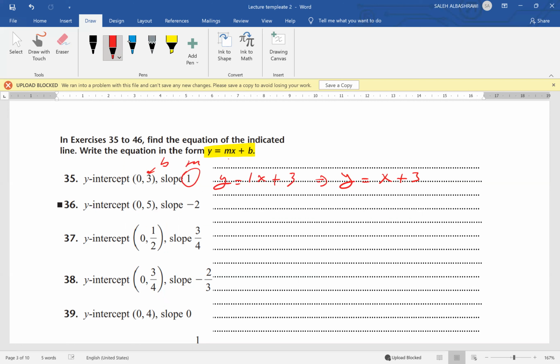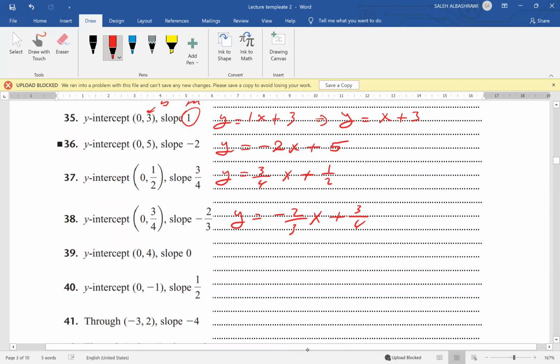36, y-intercept (0, 5) and slope equal to -2. So y equal m, which is -2x, plus 5, the y-intercept. 37, y-intercept (0, 1/2) and the slope equal to 3/4. So y equal m, which is 3/4 x, plus the y-intercept 1/2. 38, y-intercept (0, 3/4) and slope equal to -2/3. The equation is y equal -2/3 x plus the y-intercept, which is 3/4.